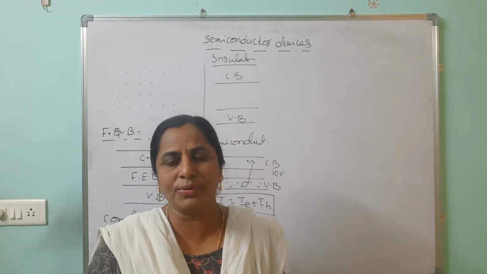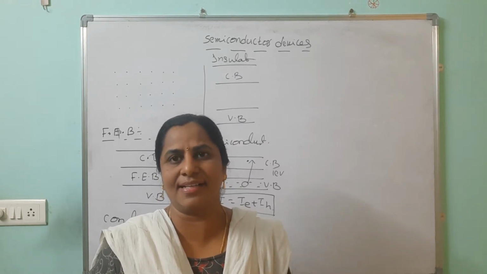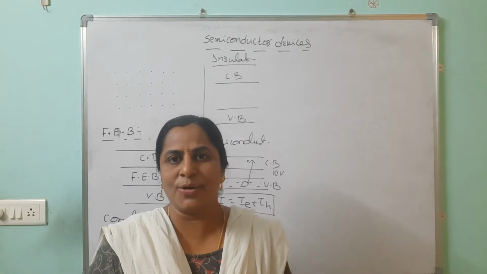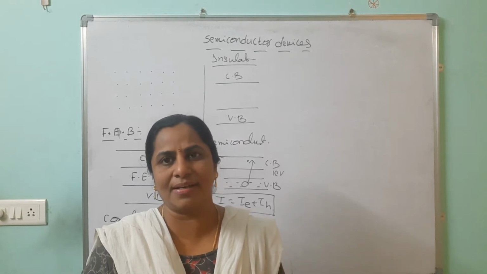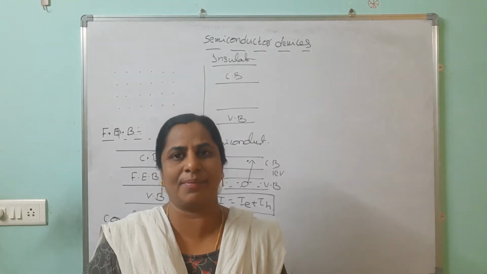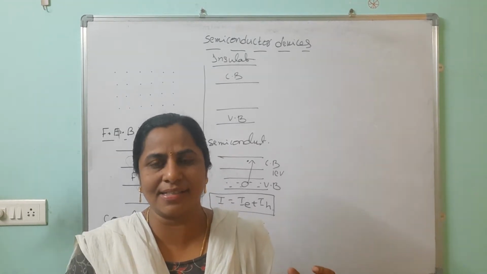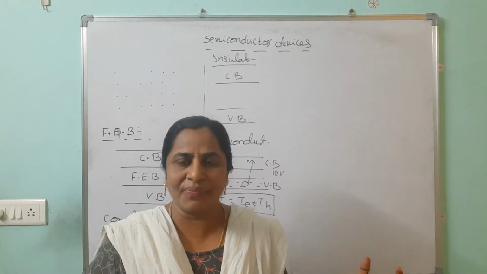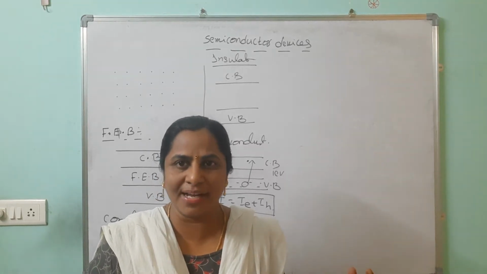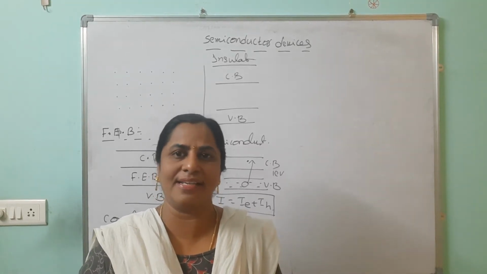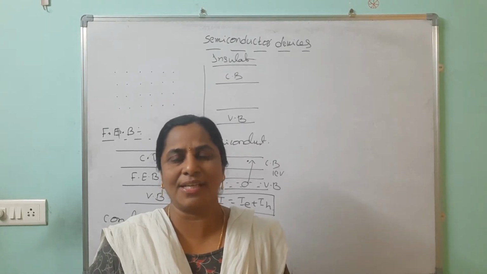When we go through the types of semiconductors, there are two types. One is the intrinsic semiconductor, another one is the extrinsic semiconductor. What are the intrinsic semiconductors? Semiconductors in pure form are called intrinsic semiconductors. Germanium and silicon are the examples.